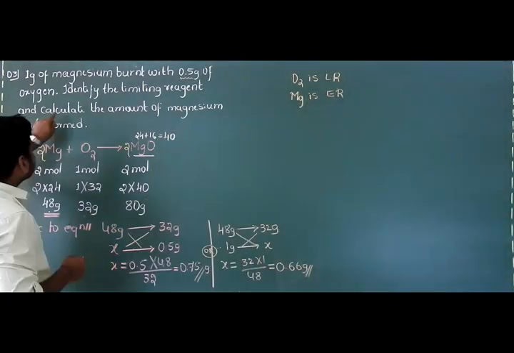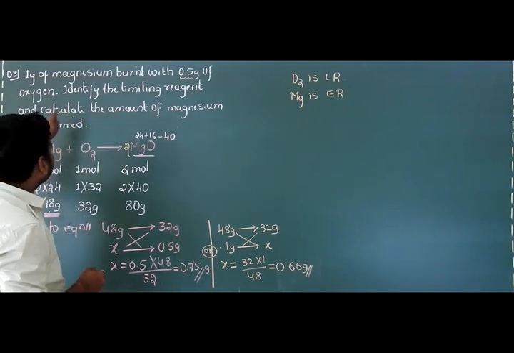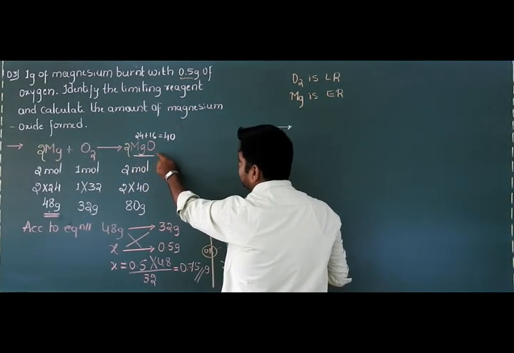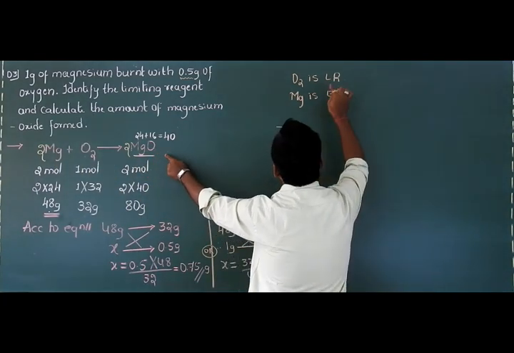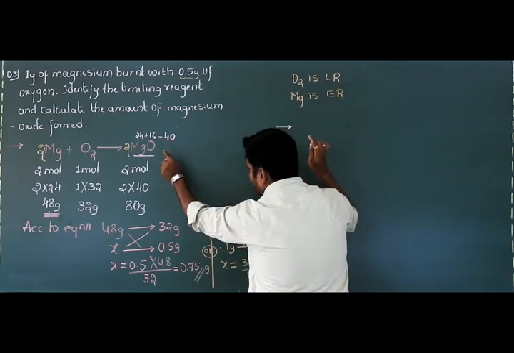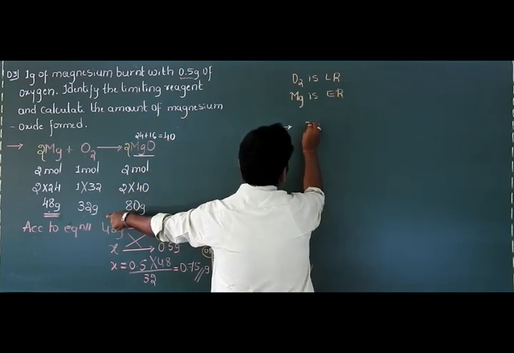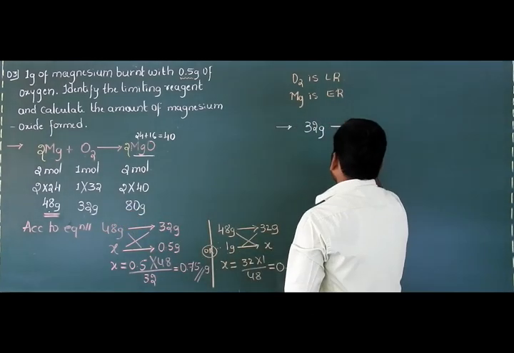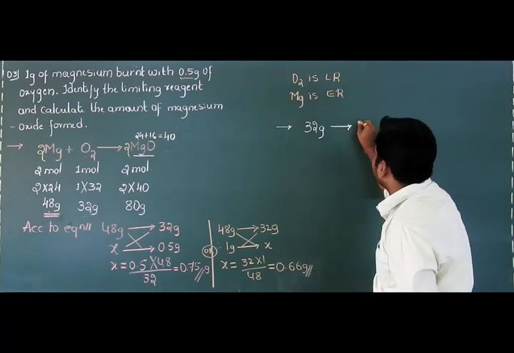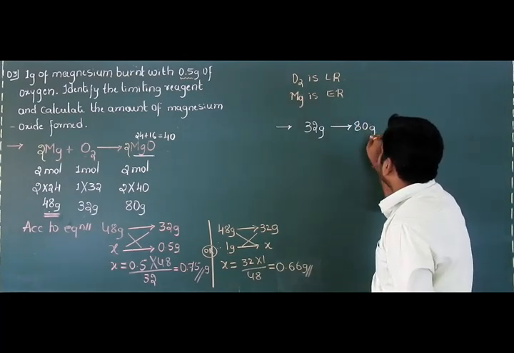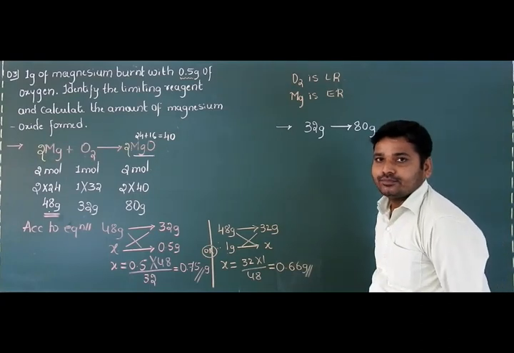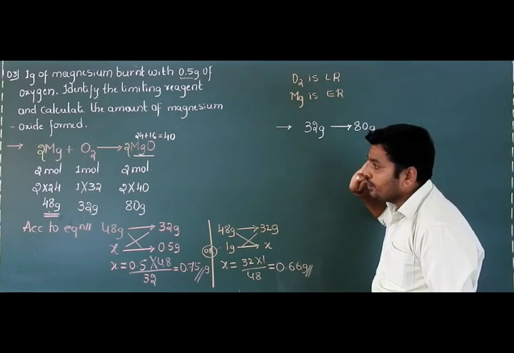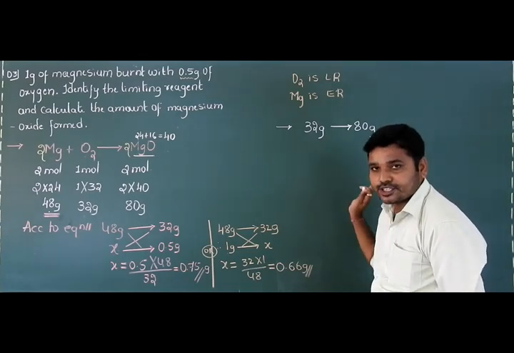Students, calculate the amount of magnesium oxide formed according to this balanced chemical equation. Which one is the limiting reagent, student? Oxygen. So by using this balanced chemical equation, 32 gram of oxygen, when it burns with magnesium, forms 80 gram of magnesium oxide. This is by using the balanced chemical equation, students. No need to use magnesium in this explanation.